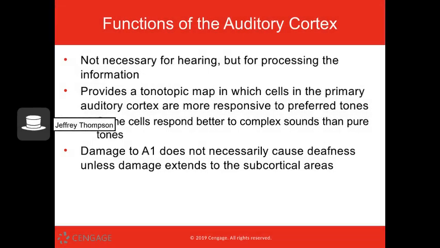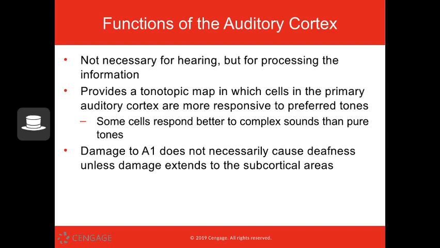So our auditory cortex is not necessary for hearing, but for processing the information. So remember the separation between the actual sensation and the perception of those sensations. It provides what's called a tonotopic map, in which cells in the primary auditory cortex are more responsive to preferred tones. So some cells are going to respond better to complex sounds than pure tones.